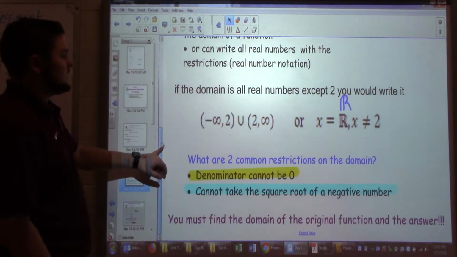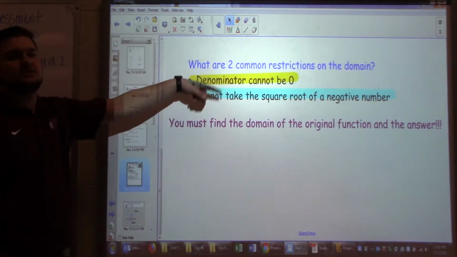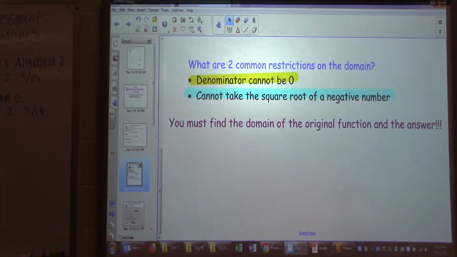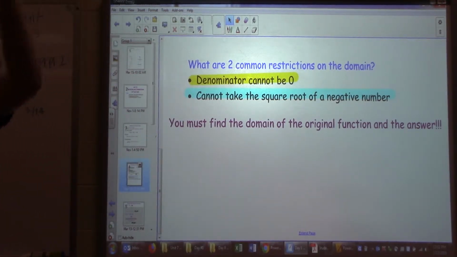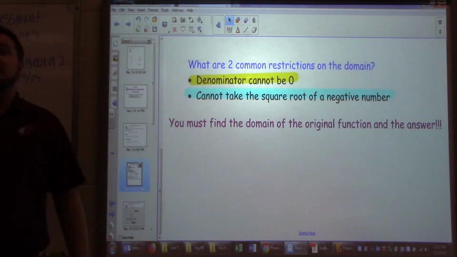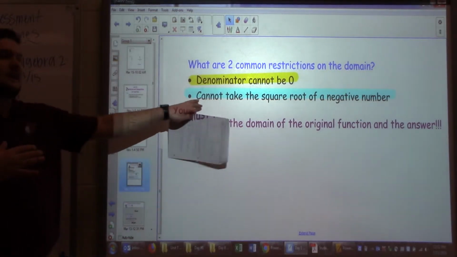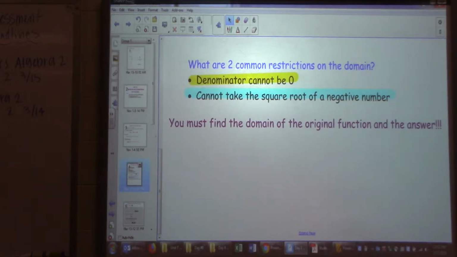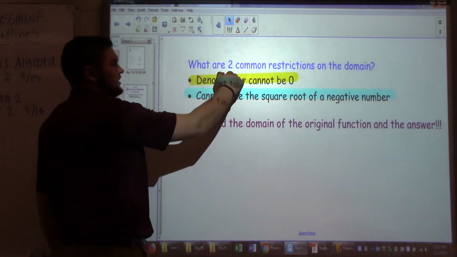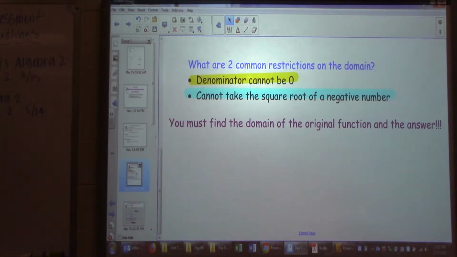So, the 2 common restrictions. Put huge stars around these 2 things. 2 super important things. The first one, our denominator cannot equal 0. You told me that. Right? Our denominator cannot equal 0 because then our function is undefined. The second thing, you cannot take the square root of a negative number. Now, we've done complex numbers, we've done imaginary numbers, right? But in this unit, we cannot take the square root of a negative number because it won't be able to be graphed. There's a way to graph complex numbers, but we're not getting into that. So, for this unit, 2 huge things, 2 common restrictions. Denominator cannot equal 0. Cannot take the square root of a negative number. Alright?